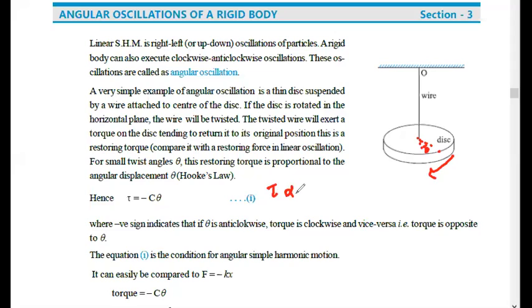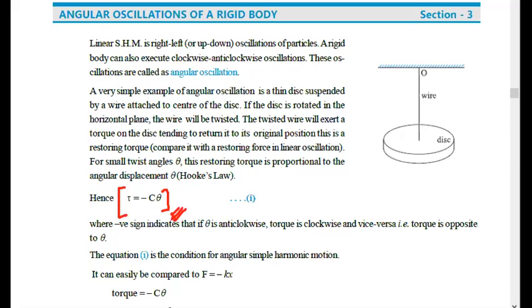Torque is directly proportional to torsional strain, theta. How many of you remember this concept? Please raise your hand. Intuitively it makes sense: the more you rotate, the more restoring torque there will be. Now, since it is restoring, this torque can be written as minus c theta using Hooke's law. Got it? Yes or no?